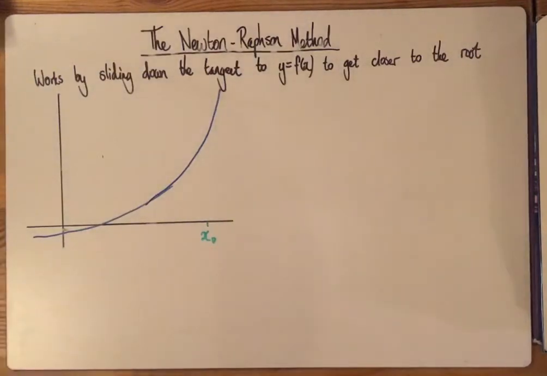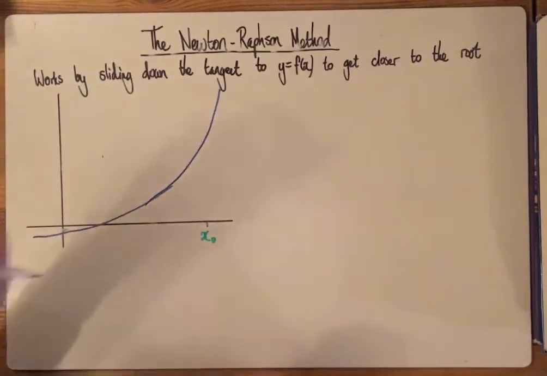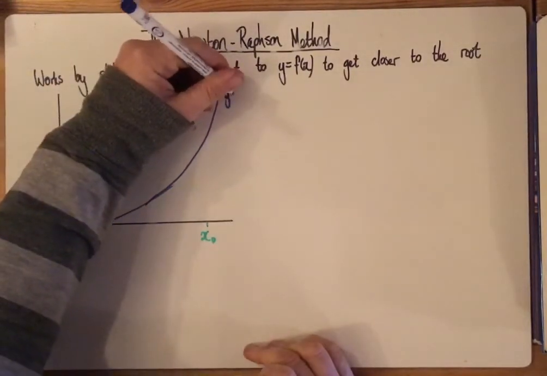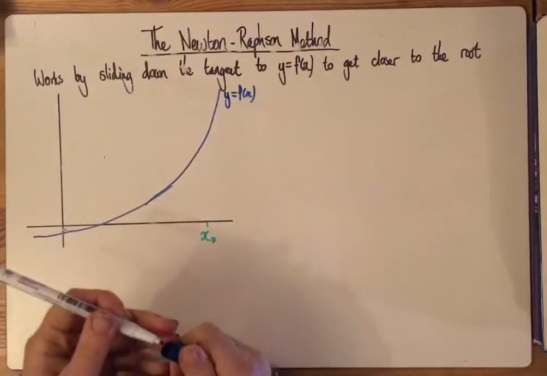The other numerical method you need to know is called the Newton-Raphson Method. And this works by sliding down the tangent to y equals f of x to get closer to the root. So I've got an example here. We're trying to get to this root. So we actually are working with the root this time. And I've got a starting value here of x0.